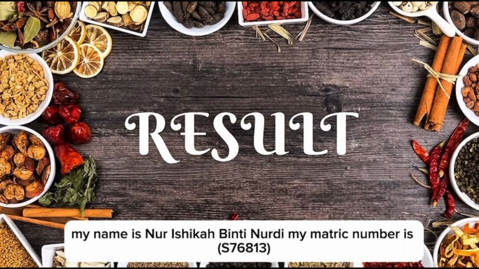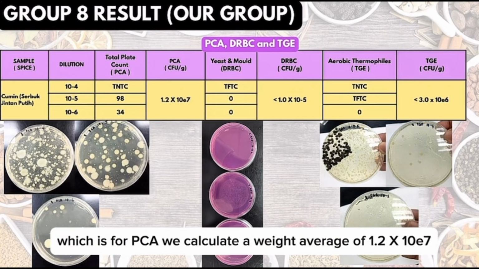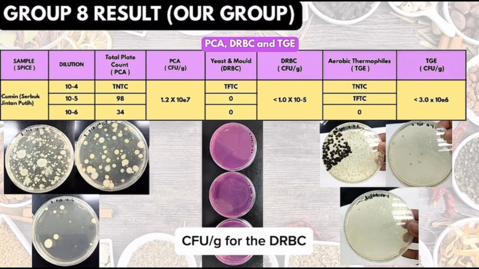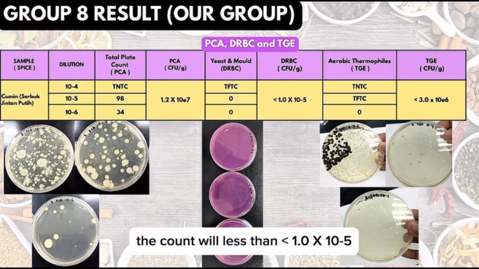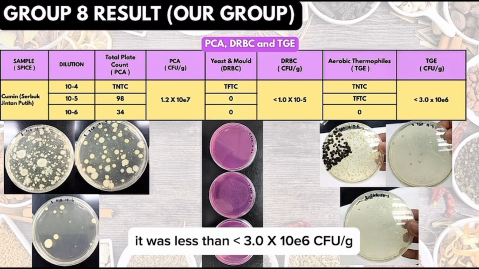Assalamualaikum, my name is Nashika binti Nudi. My matric is S76813, and I will start with our group data, group 8, which is for PCA, we calculate a weighted average of 1.2 times 10 to the power of 7 CFU per gram. For the DRBC, the count was less than 1.0 times 10 to the power of 5 CFU per gram, and for TGE, it was less than 3.0 times 10 to the power of 6 CFU per gram.